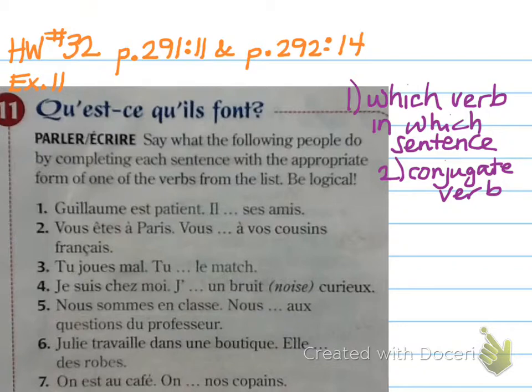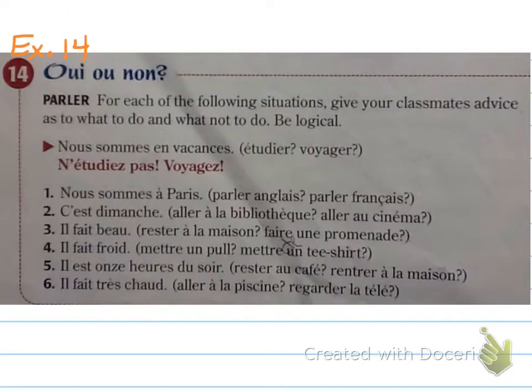So, Guillaume is patient. So, what is he doing for his friends? He's going to be waiting. So, attendre is the verb I'm going to use. And il attend, I have to conjugate it. So, what I'd like you to write on your paper is what's right before your blank and what you put in the blank. You do not have to write the whole sentence. Okay, so that's exercise 11.